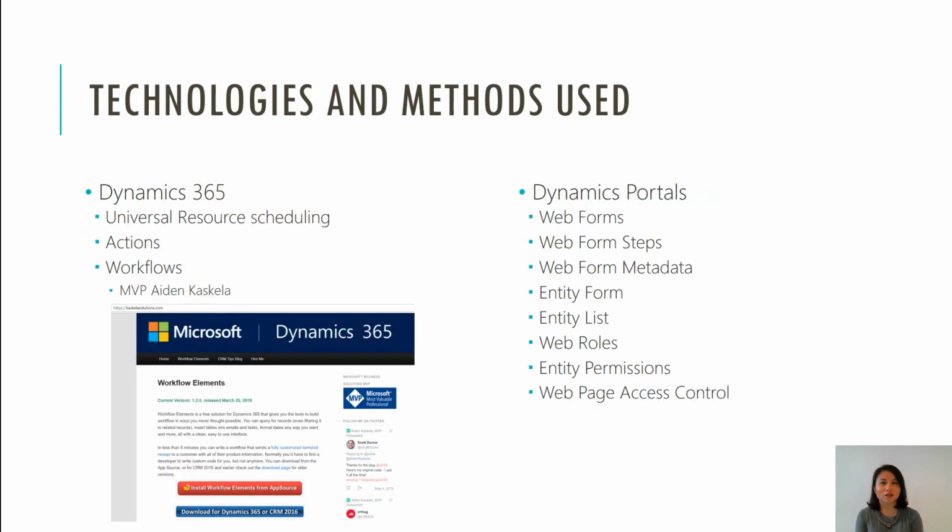So in terms of the technologies and methods that I've used, as I mentioned earlier, I used Universal Resource Scheduling for Dynamics 365, and for the emailing in terms of notification to the external reviewer and the applicant, I used actions and a custom workflow activity from a fellow MVP, Aiden.